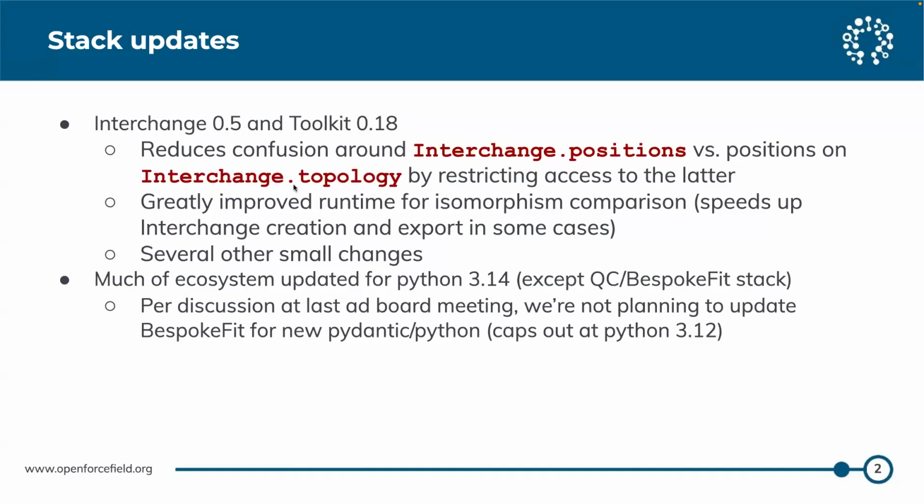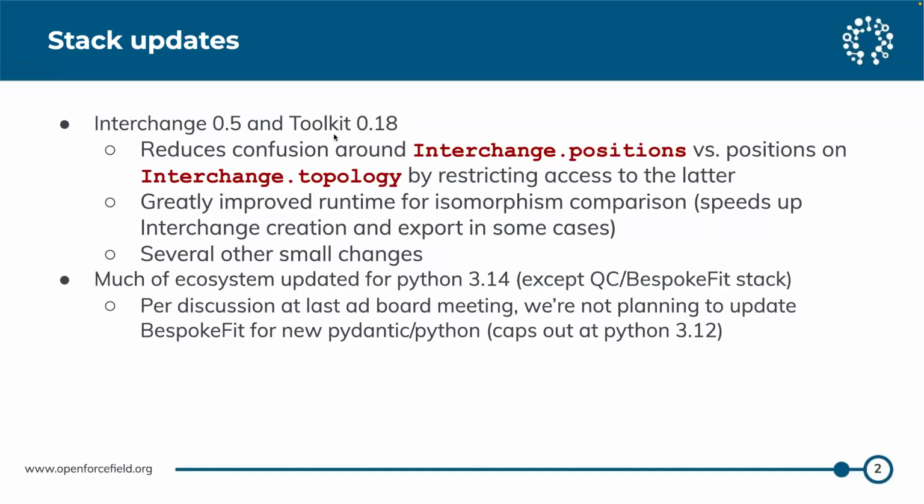So users would sometimes accidentally change the positions on the topology, and that wouldn't be reflected in the interchange.positions. This has been fixed by restricting access to the positions attributes or other coordinate-bearing things on the topology owned by an interchange. So this is, I think, a clearly positive development that avoids confusion, but it's a significant behavior change, and that's why we had the more significant version bump for interchange.